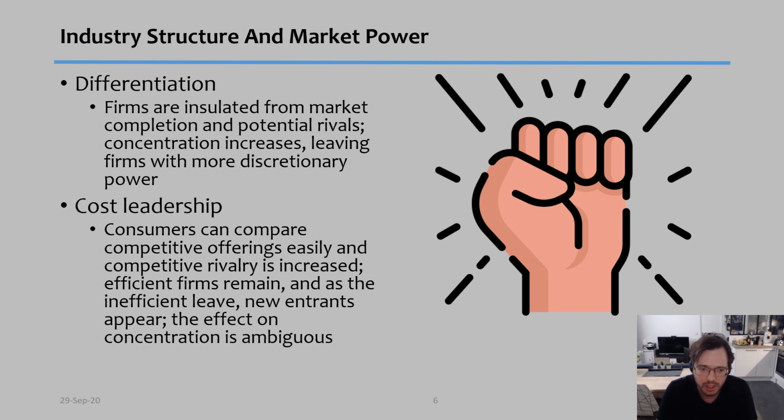So what will happen here is that efficient firms will remain while new entrants appear, and the effect on concentration is still ambiguous. We don't know, for example, if this makes competition worse or better, because at the end of the day the businesses that are the most efficient, that use their money and their resources the best, are the ones that will survive. And we saw this after 2008, the financial crisis. Many airlines went bankrupt because they were not efficient.